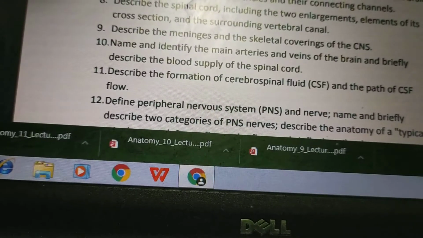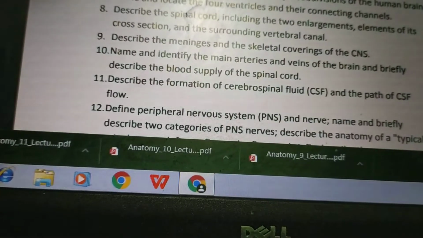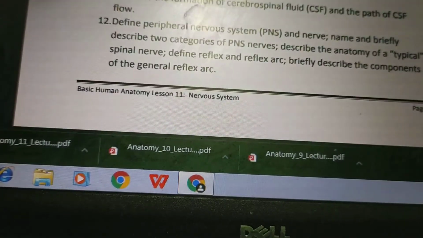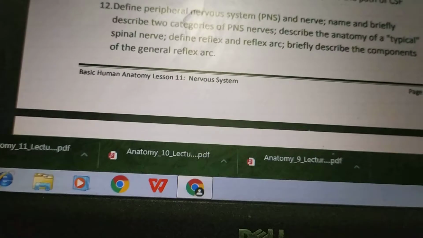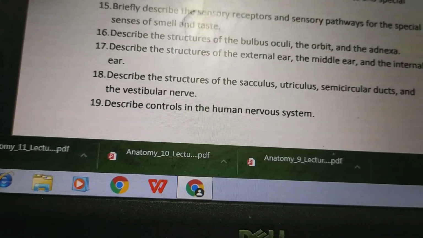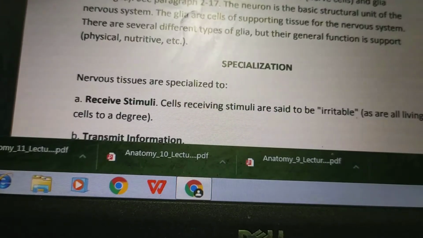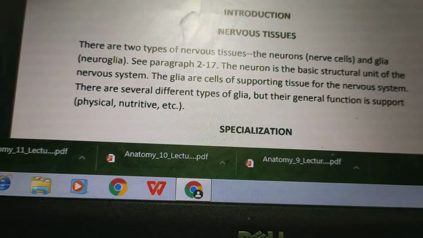Also, major division of the human nervous system: two major subdivisions, CNS. So just skip this page and let's go to the main part. So here is the main part.